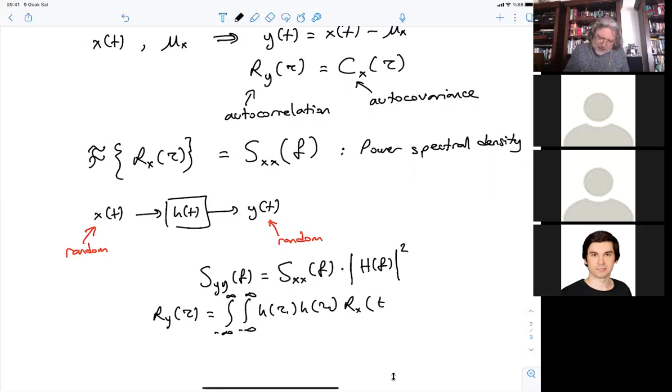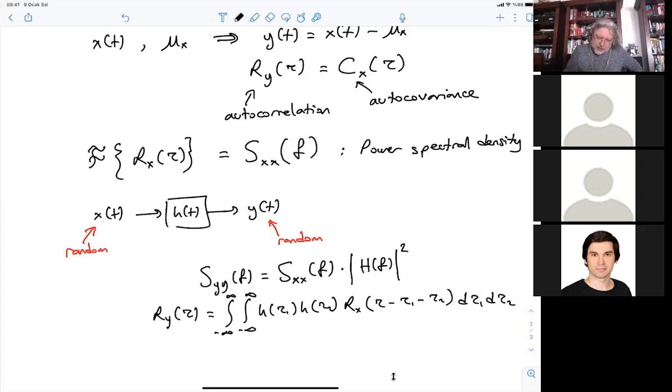But I will not use t, because for autocorrelations we are using tau. So it's a little bit confusing and disturbing, a little bit complicated. Rx of tau minus tau 1 minus tau 2. So I'm convolving Rx of tau with h of tau and with h of tau again. You can think of it like that. d tau 1, d tau 2. All right. So these two equations give you what is happening in the frequency domain and in the time-like domain, the time difference domain.